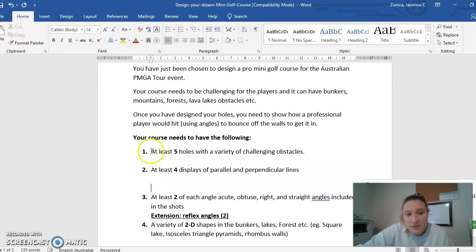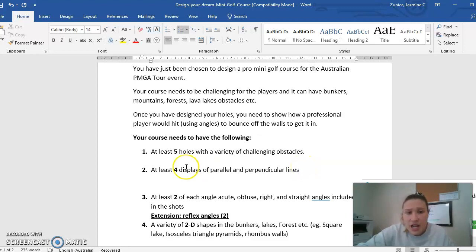You need to have the following. This is a checklist for you, so I would highlight it or do a tick, however you like, just to make sure you tick all the boxes, okay? You need at least 5 holes with a variety of challenging obstacles: trees and things that go into bunkers and holes, a dog, a cat, I don't know. Be creative. Think of something outside the box. Normally they have lakes as well in golf courses, so have a look. Maybe you might have to do a little bit of investigation.